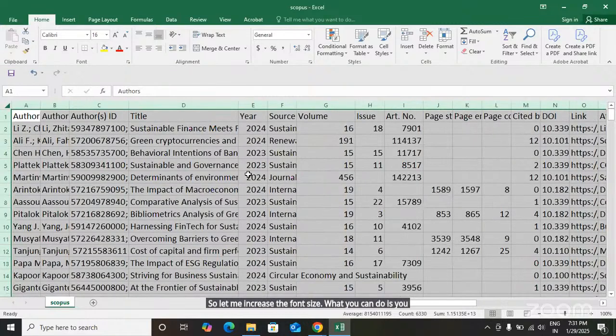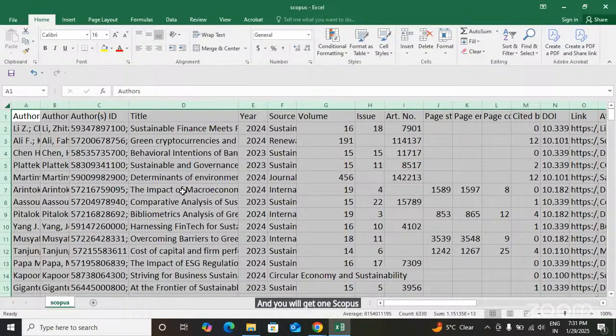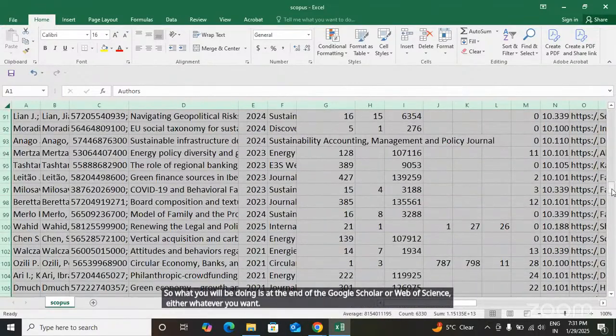You will get one file from Web of Science and one Scopus file, right? Two Excel files you will get. So what you will be doing is, at the end of the Google Scholar or Web of Science, whichever you want.